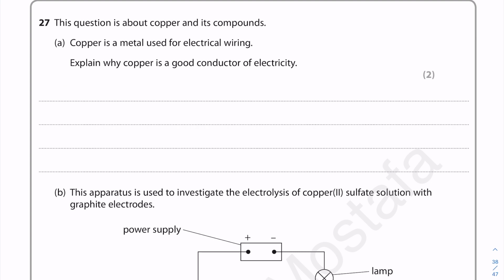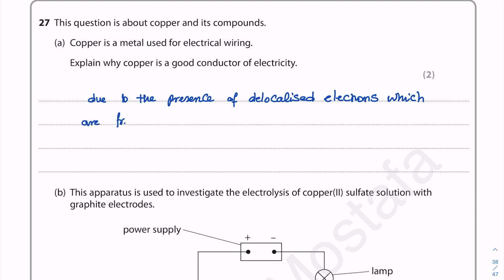This question about copper and its compounds. Copper is a metal used for electric wiring. Explain why copper is a good conductor of electricity. بنقول دايما due to the presence of delocalized electrons which are free to move through the metal structure.